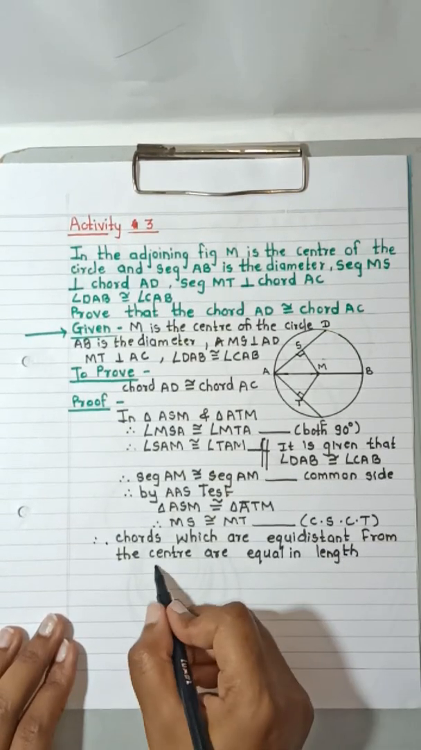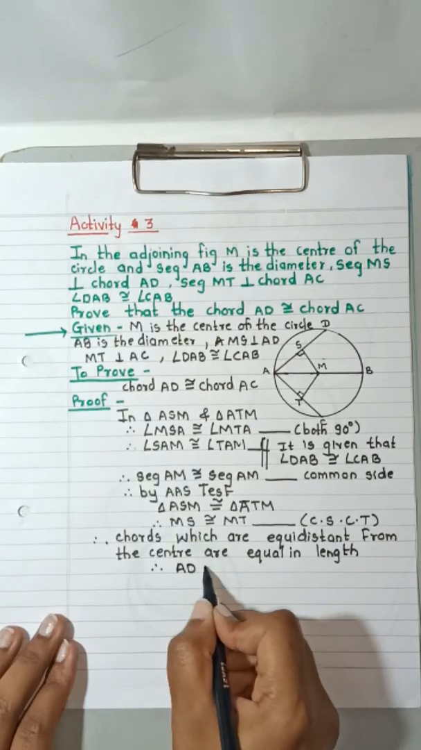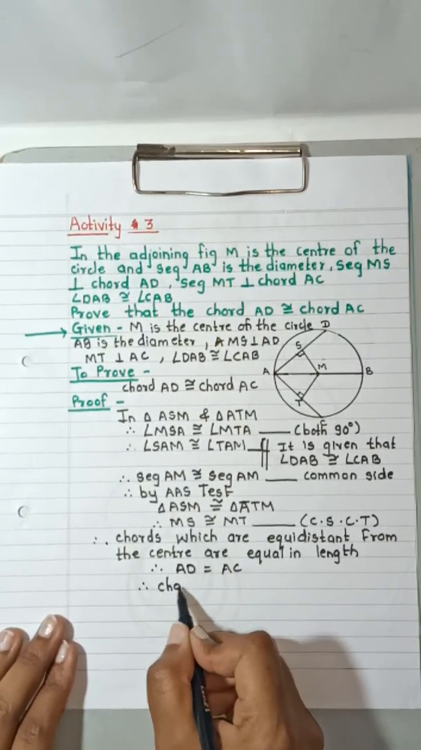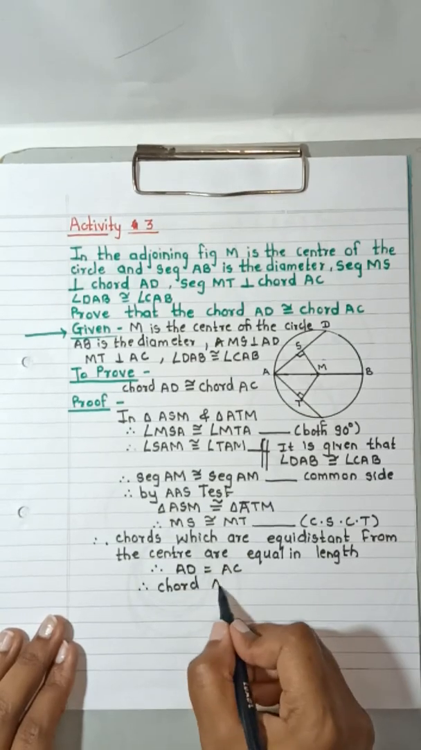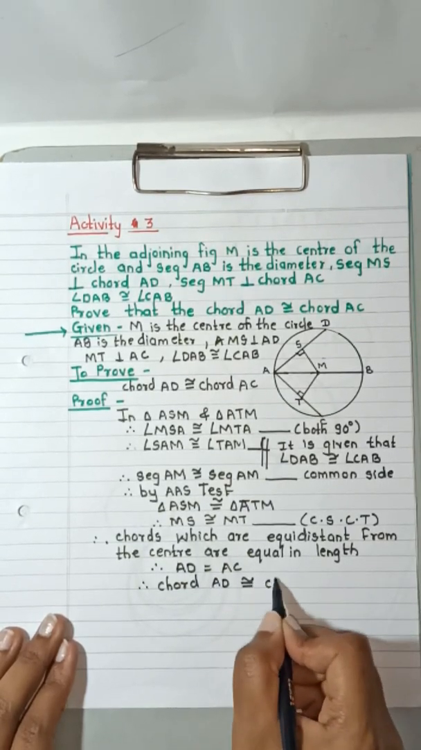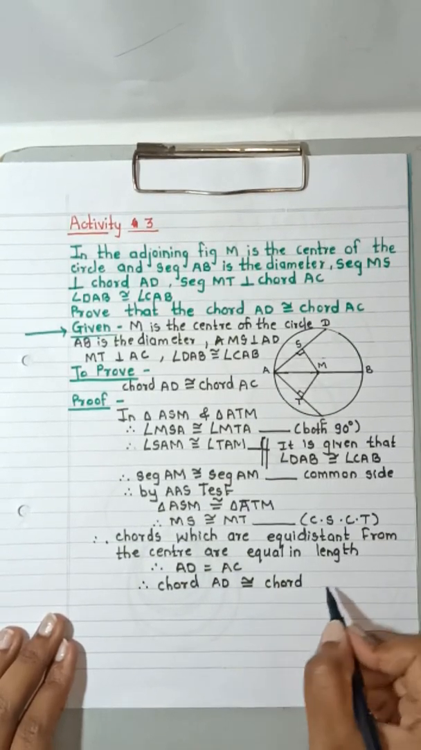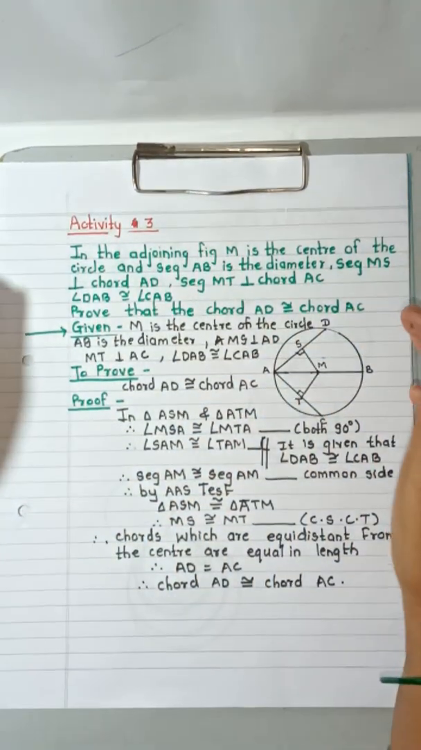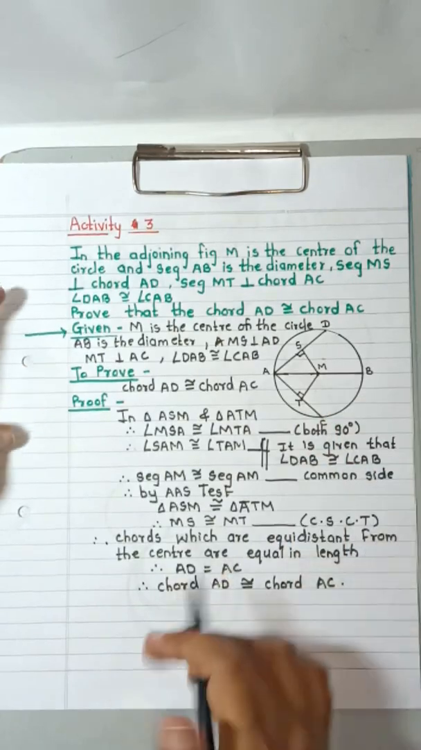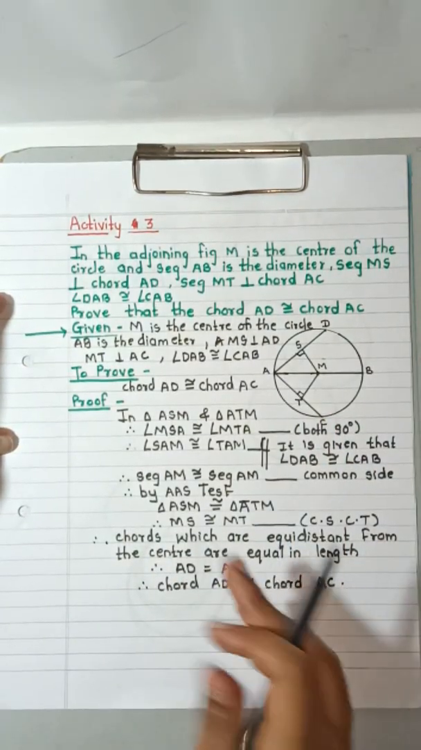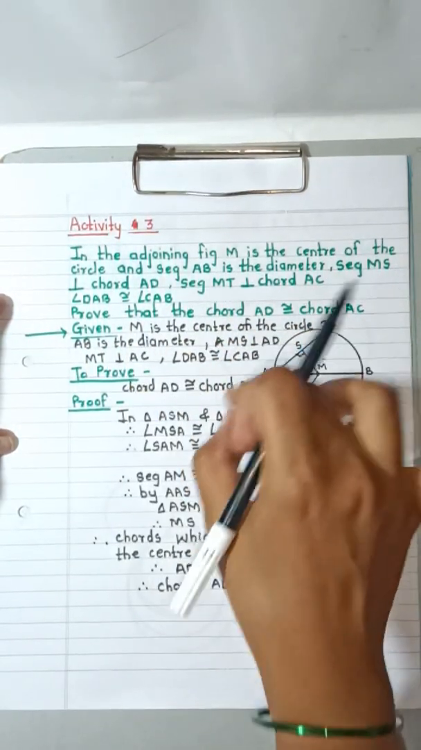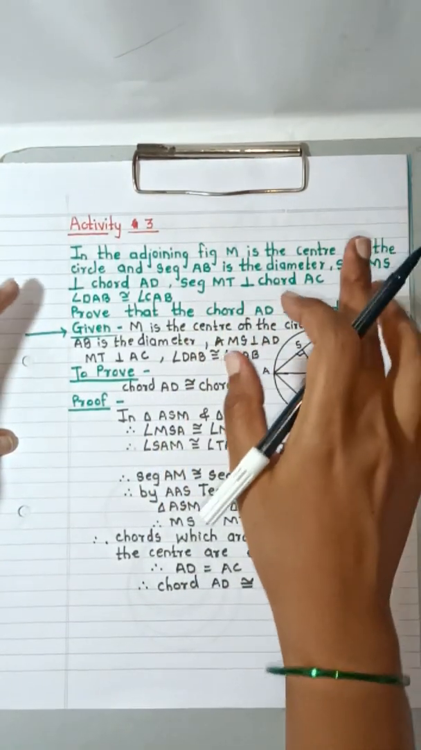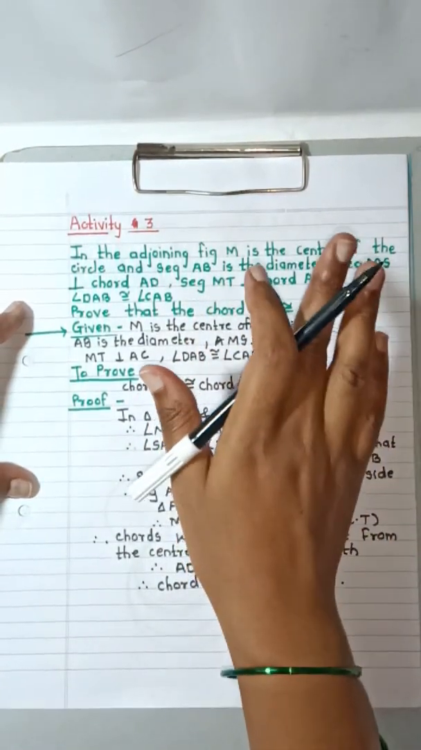Therefore, you can write down here AD is also equal to AC, or you can write down here chord AD is congruent to chord AC. Okay, now children, in all these three activities, they have asked you all to write the statements in the form of fill in the blanks. So you have to fill it in the blank wherever it is given. Okay, so in this way we have completed activity 3.